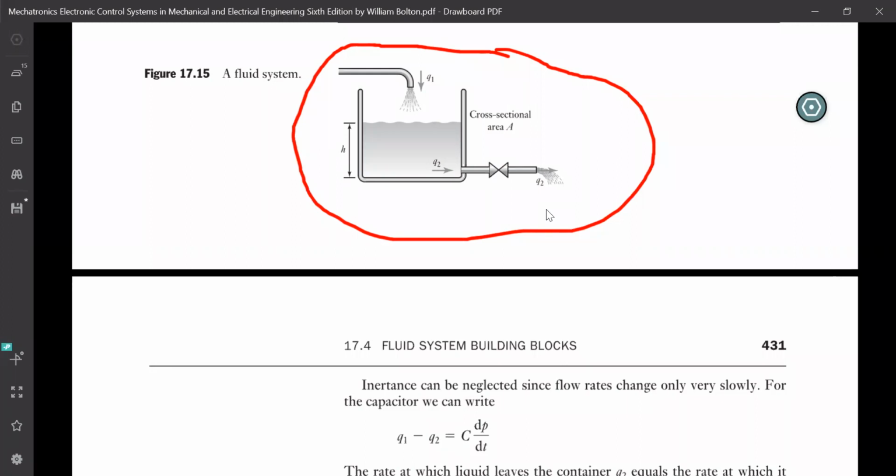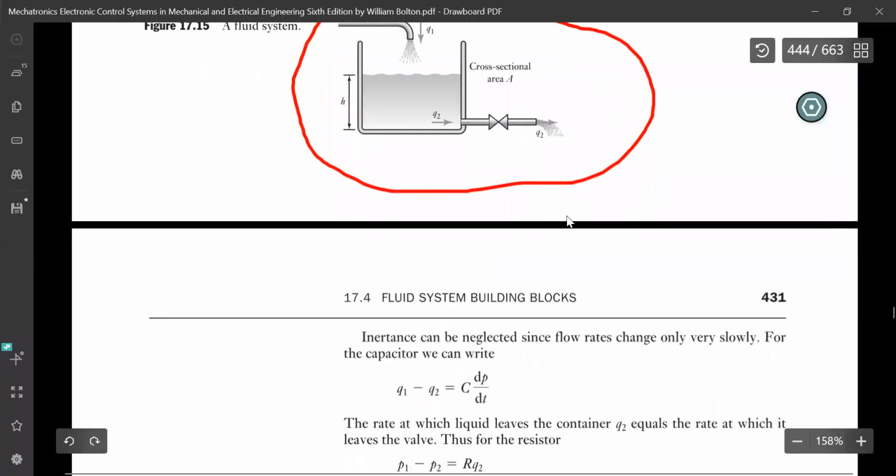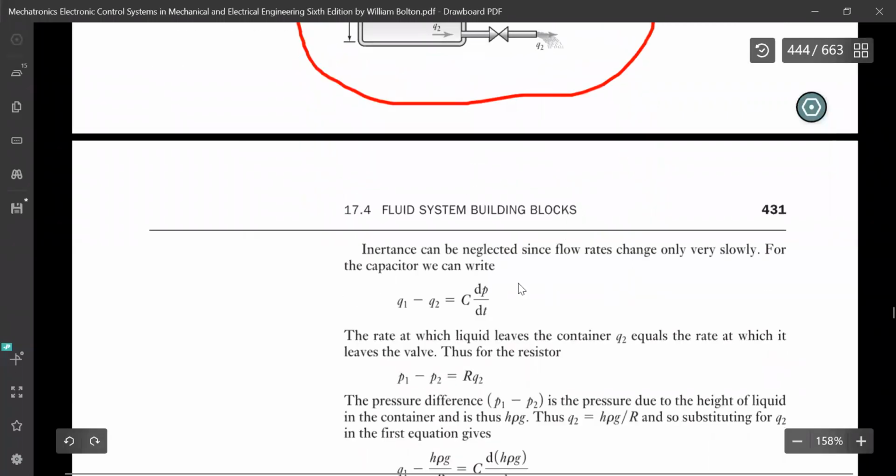Okay, so the valve will be acting as a resistance over here, and the height of the liquid inside the container will be equal to the capacitance of the system. Inertance can be neglected since the flow rate changes only very slowly.